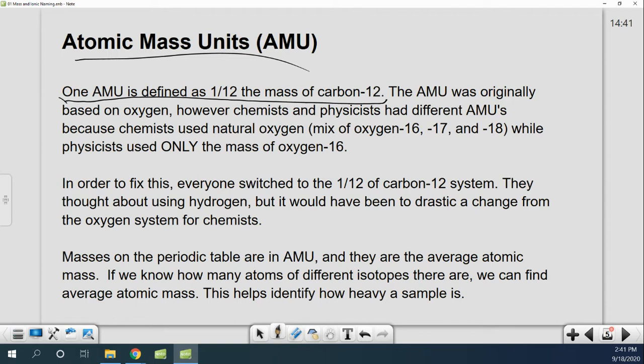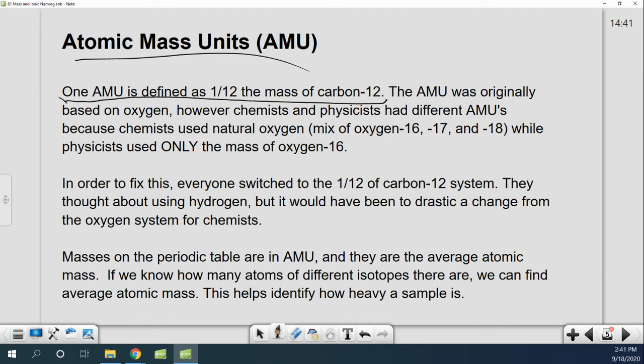The atomic mass unit was originally based on oxygen. Oxygen's everywhere. All kinds of things bond with oxygen, so it's pretty easy to measure. So they would say one atomic mass unit would just be 1/16 of oxygen, because oxygen weighs about 16. However, chemists and physicists ended up with different atomic mass units, because chemists would use natural oxygen.